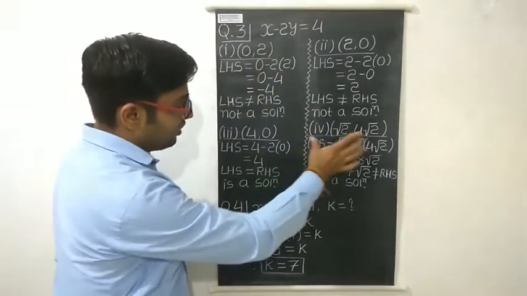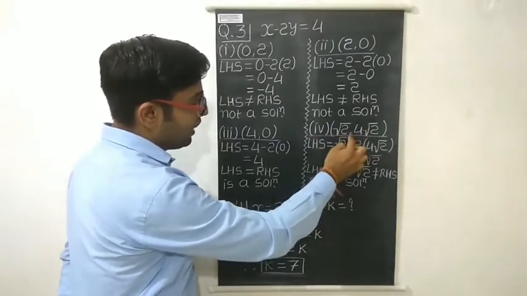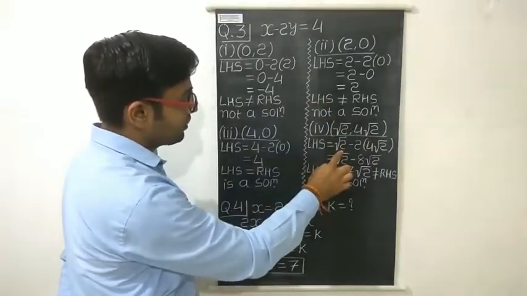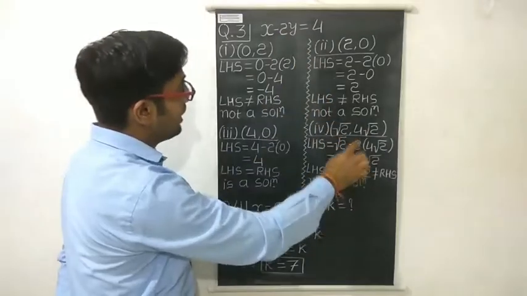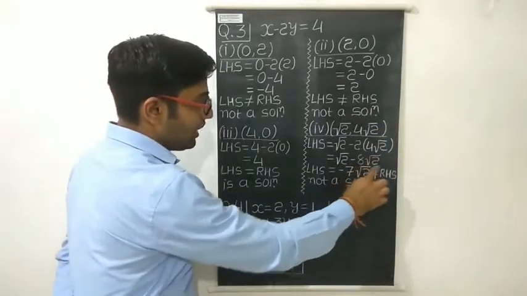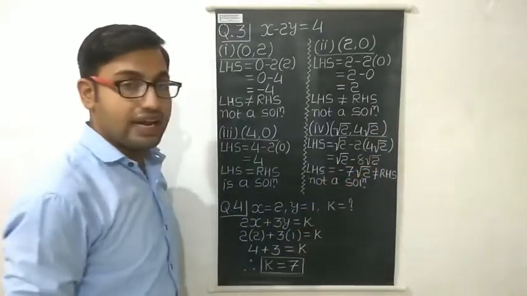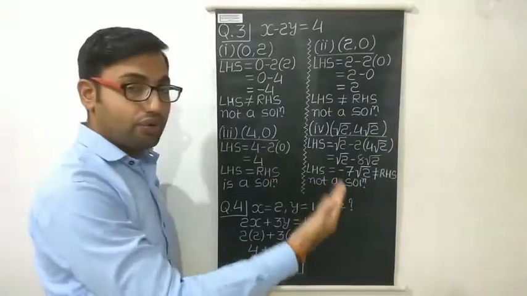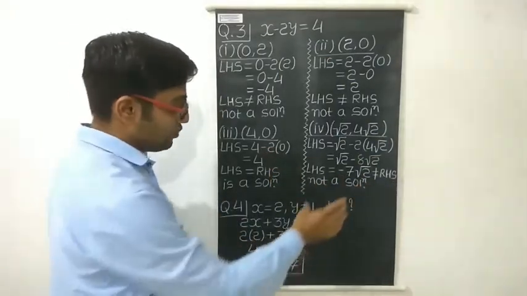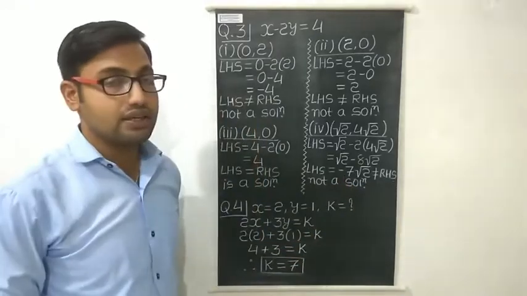Again we have given fourth value, that is root 2 and 4 root 2. So left hand side x, instead of x we have to put root 2. This 2 will as it is. Instead of y we have to put 4 root 2. 2 times 4 root 2 is 8 root 2. Root 2 minus 8 root 2, that is minus 7 times root 2. Again it is not equal to the value of right hand side value. So it is also not a solution of this linear equation.